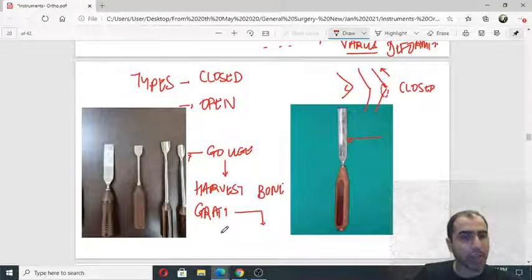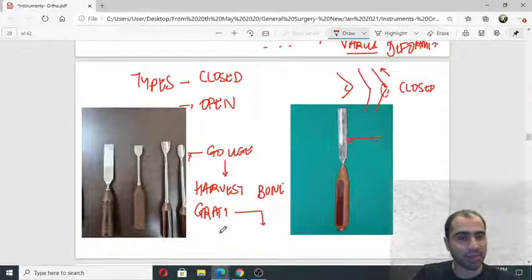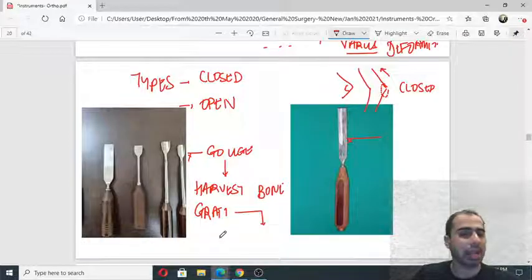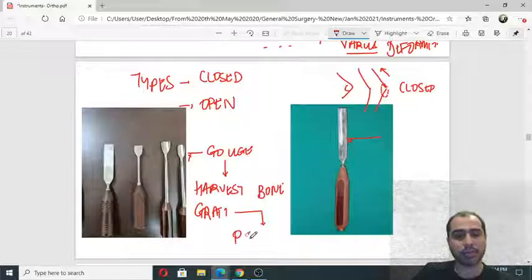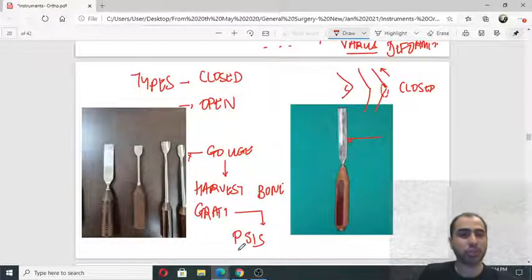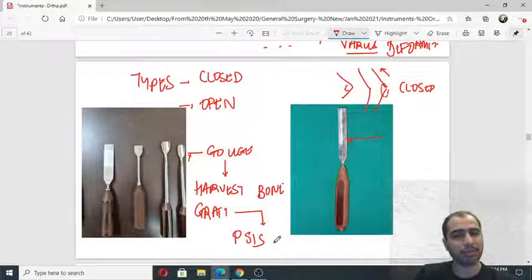Iliac crest. You have to give a better answer than that, Rishabh. Pratyush is saying iliac crest. Iliac crest is correct, but there is a precise answer. It is PSIS, posterior superior iliac spine. Why do we use iliac crest for bone graft?